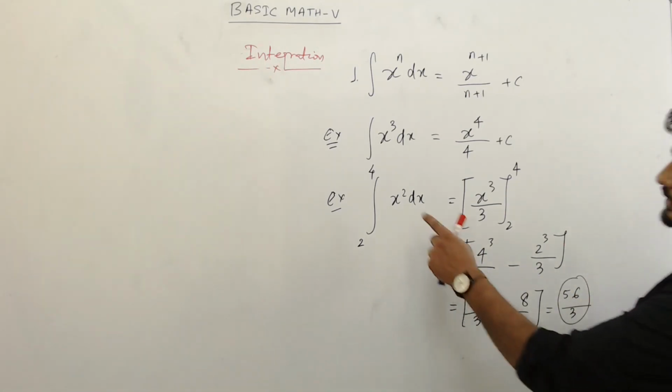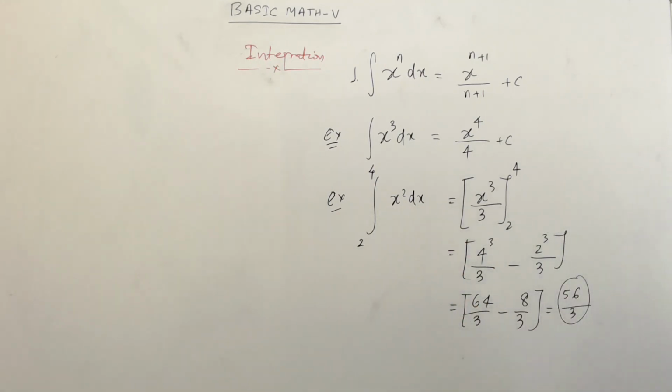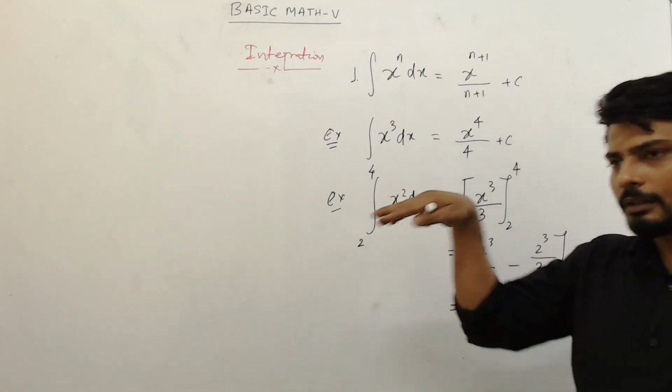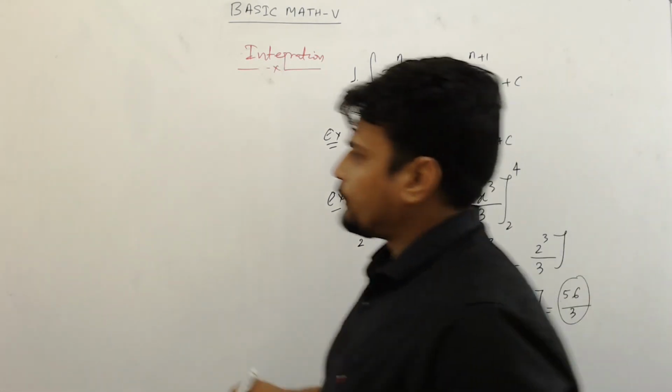So this is basically all about the area between x square and the x-axis where x changes from 2 to 4. It's a parabola. It's a quadratic parabola going up. That's how we're going to get it. Okay, all good. Now, the second and a few more rules of integration.